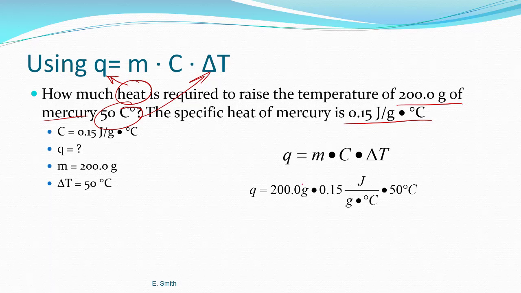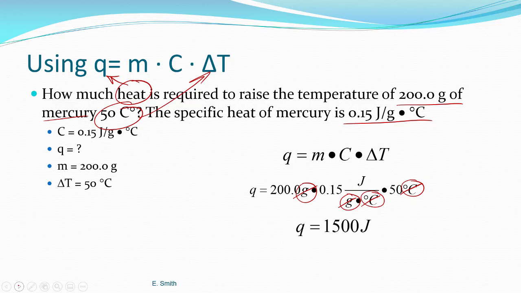Make sure you look. Grams are in the numerator here. Grams are in the denominator here. So gram divided by gram is 1, so they cancel out. Degrees Celsius here, degrees Celsius here. One is in the numerator, the other one's in the denominator. Dividing each other, they would come out to be 1, so they cancel out. So my answer here, I would end up with as 1,500 joules.